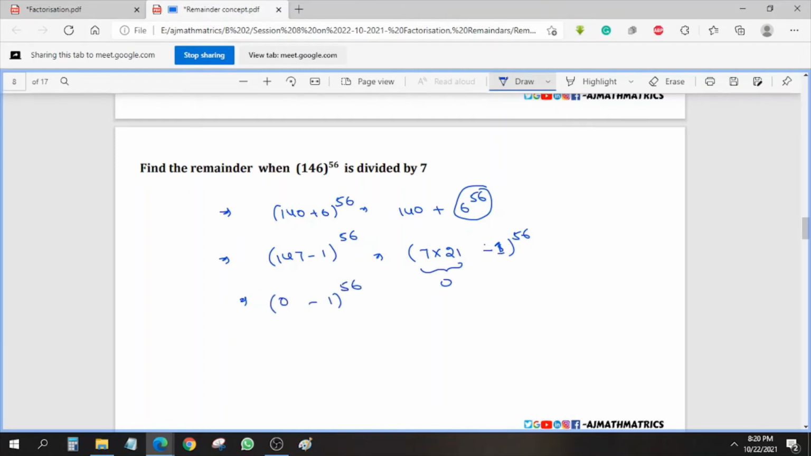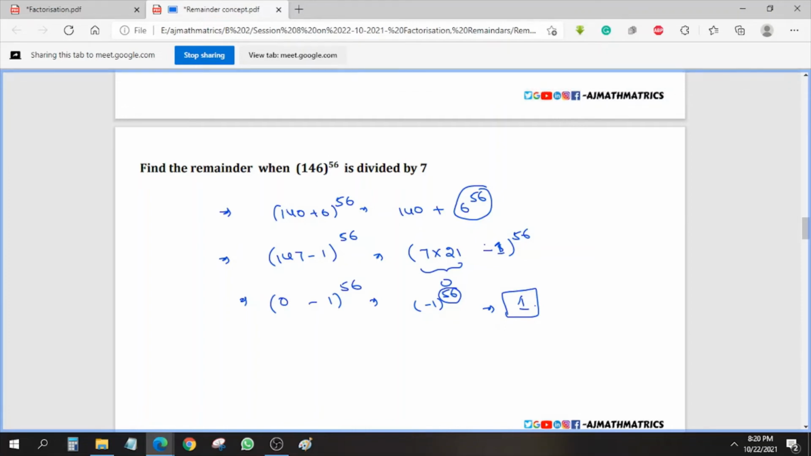0 minus 1 power 56 is what? Minus 1 power 56. Here we have an even number. So minus 1, if we multiply an even number of times, we'll get a positive 1 only. It's not a negative 1, guys. It's a positive 1 because minus 1 power 56 will give you 1 as a value.